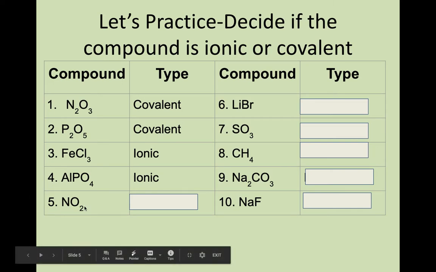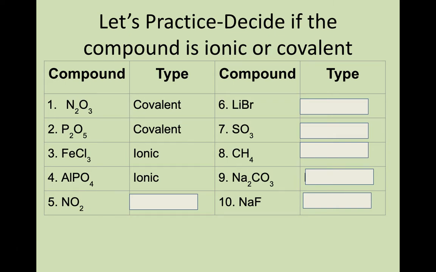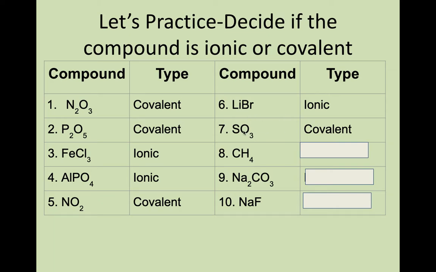Next one, NO2. N and O are both on the right-hand side of the stairs, so it has to be covalent. All right, LiBr. Li is on the left side of the stairs, so it has to be ionic. SO3, both are on the right-hand side of the stairs, so it must be covalent. CH4. Take a minute and find carbon, find hydrogen. Both carbon and hydrogen are considered non-metals, or on the right-hand side of the stairs. Remember, hydrogen is that exception.